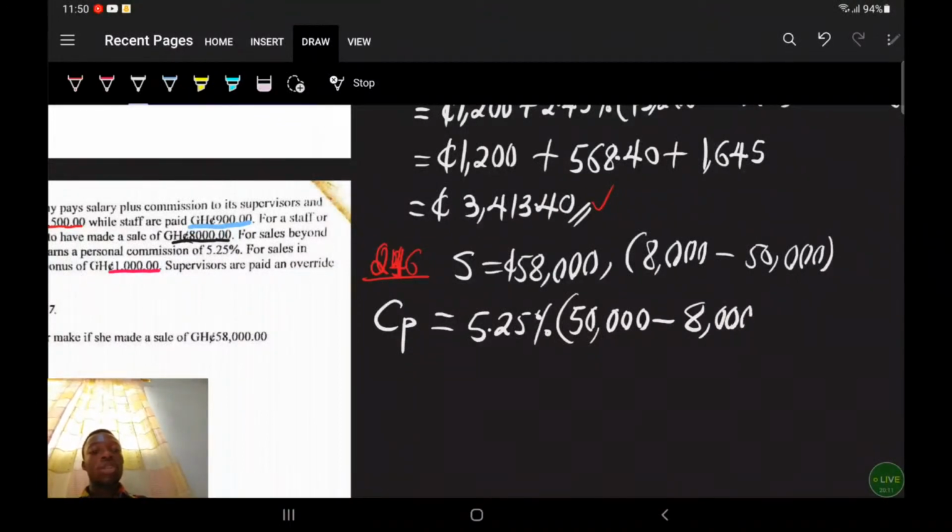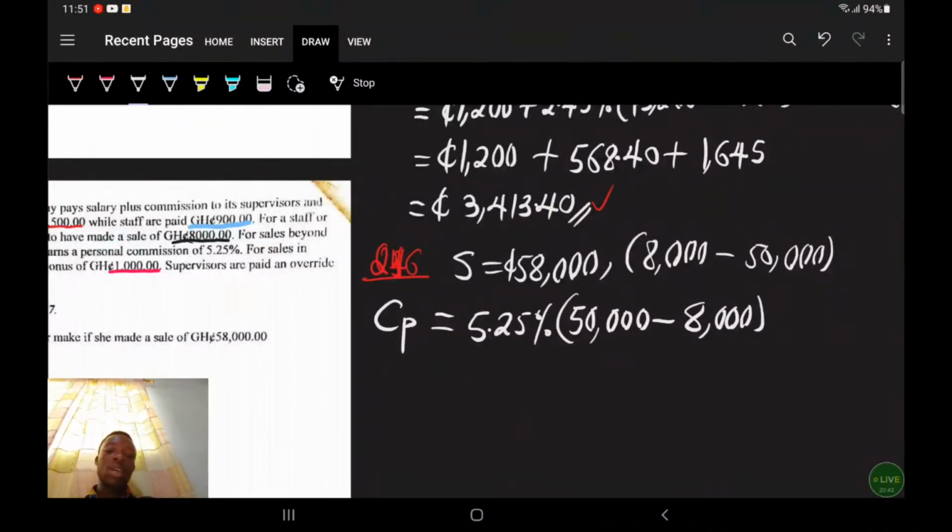So it's going to be just the maximum quota and then the minimum quota. The remaining amount is going to be left, that's why we're going to pay a commission of 2.5% on it. Please, I hope that is clear. So you're going to apply the 2.5% on all the 58,000. But here we are told that for any supervisor or a staff to earn a commission, it should be from a minimum quota, where you cross the minimum quota, and up to 50,000. That's going to be the maximum quota. So within that range, you're going to earn a commission. So let's take note of that.